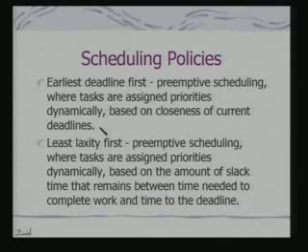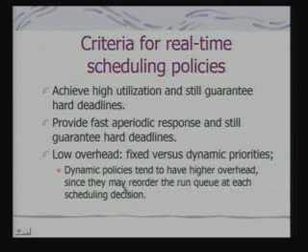Related to this, you have least laxity first. It is again a preemptive scheduling where tasks are assigned priorities dynamically based on the amount of slack time that remains between time needed to complete work and time to the deadline. Depending on that gap, you decide which task to be scheduled. And with all these scheduling policies, the issue that comes up is which scheduling policy to select.